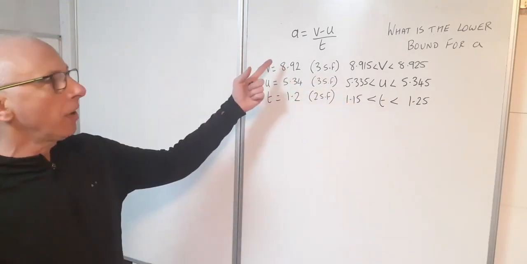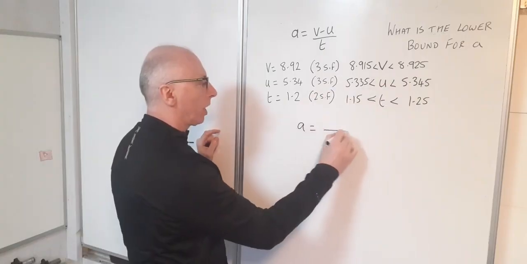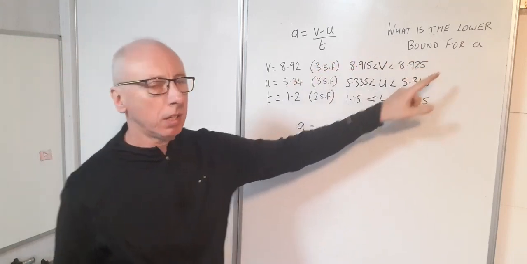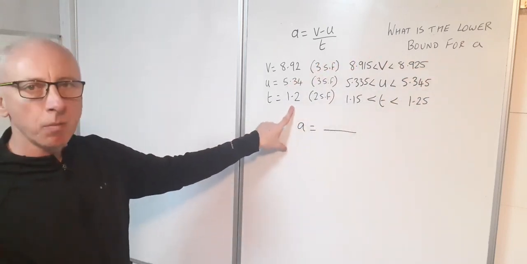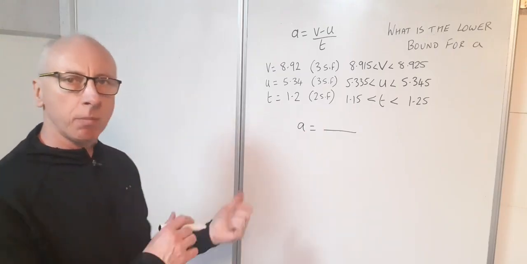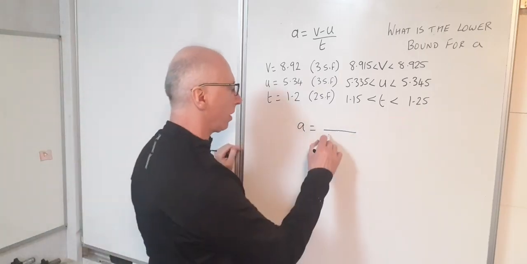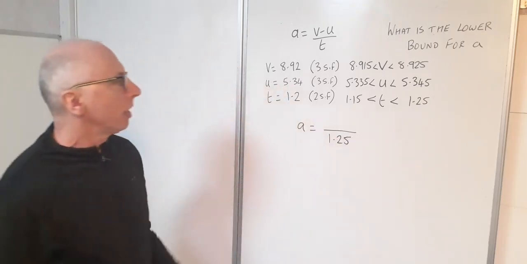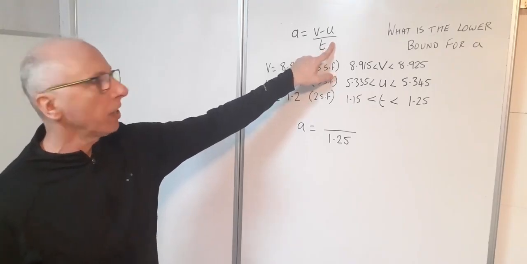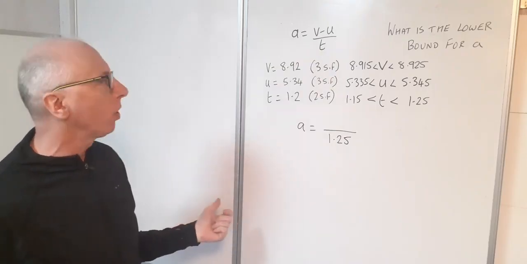Okay, so now I need to find out what A could be with this information. Now what have I got to do here with my V and U and my T? To find the smallest number, what I need to do is find the biggest value for my denominator, because the bigger the number I divide by, the smaller my answer. So my maximum value for T was 1.25. Now I've got to get a smaller possible number, because if I divide a number by something that's above 1, it's going to get even smaller.